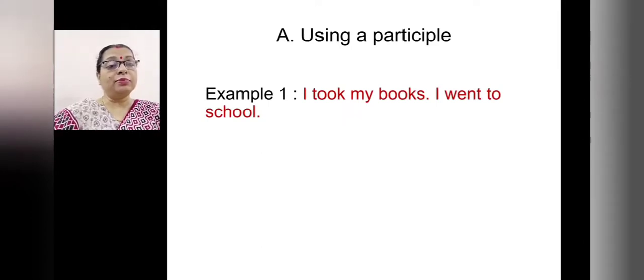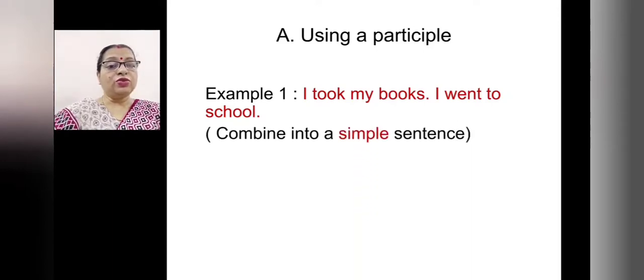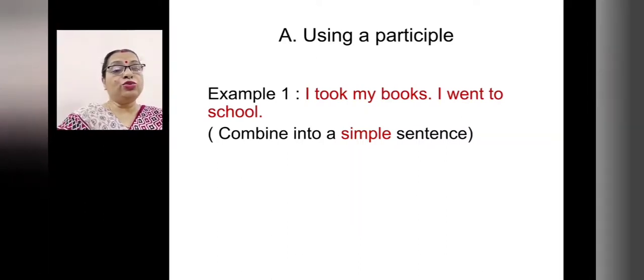Now here an example is given. I took my books. I went to school. So what you have to do? Combine it into a simple sentence. Here are two simple sentences, each with its own predicate. One of the predicates must go, if the two sentences are to be combined into a simple sentence.